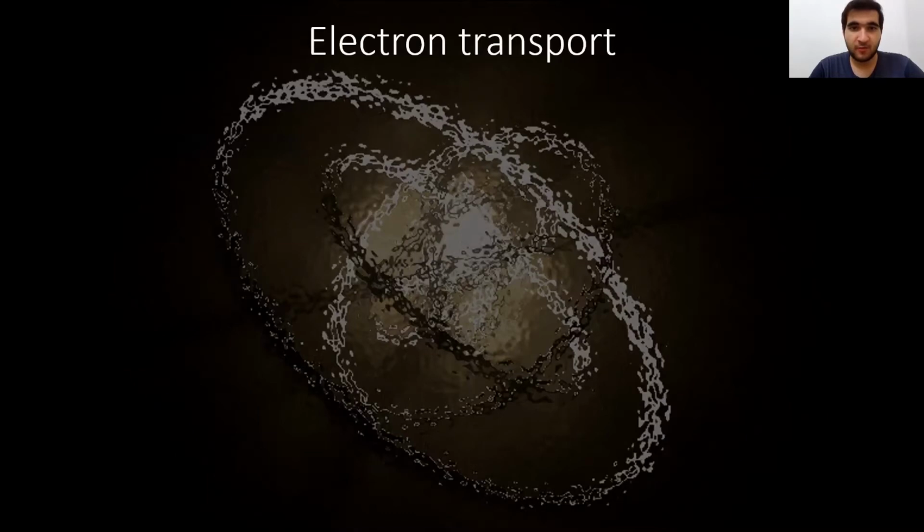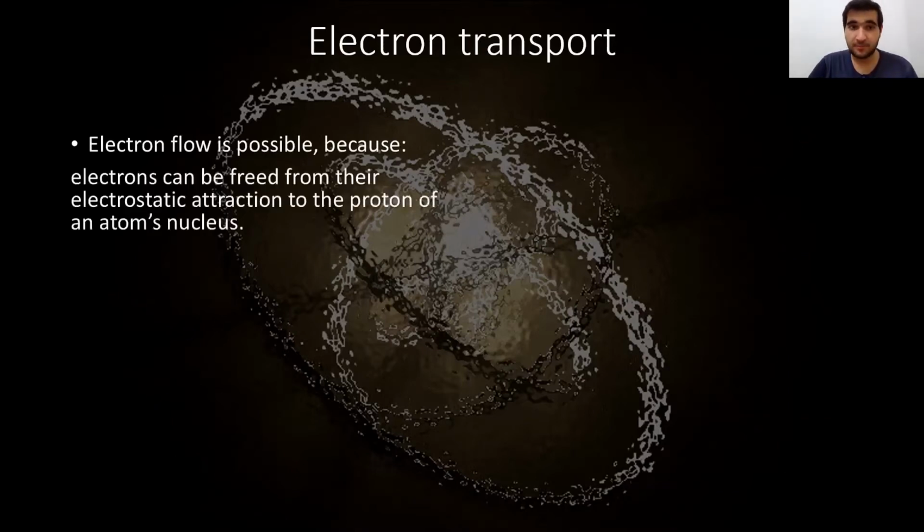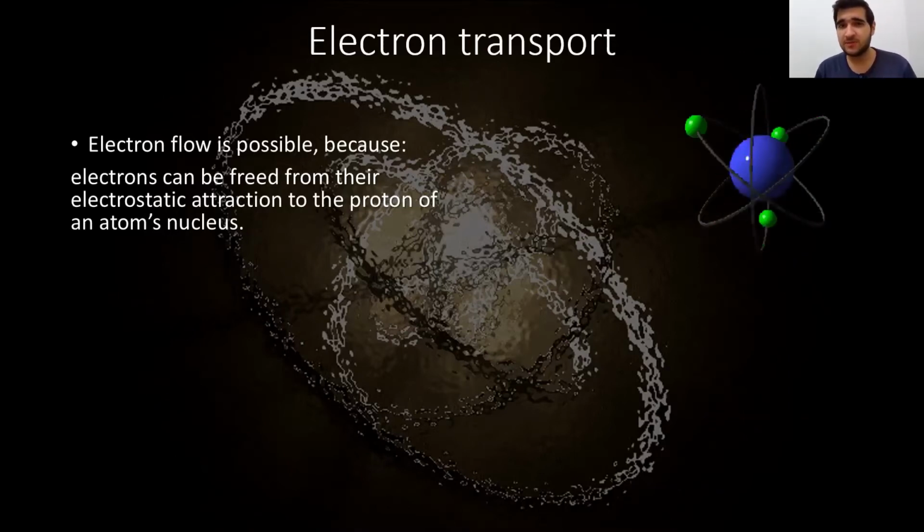Hello, Doctor. Hello, everyone. I'll be taking it from this point on, and I'm going to be talking about electron transport. To start off, electron flow is possible because electrons can be freed from the electrostatic attraction to the proton of an atom's nucleus. This is something we learned back in chemistry in high school. Naturally, the electron that resides in the outer realm of an atom, which has the furthest distance from the core, which has the proton and neutron in it, is called the outer realm.